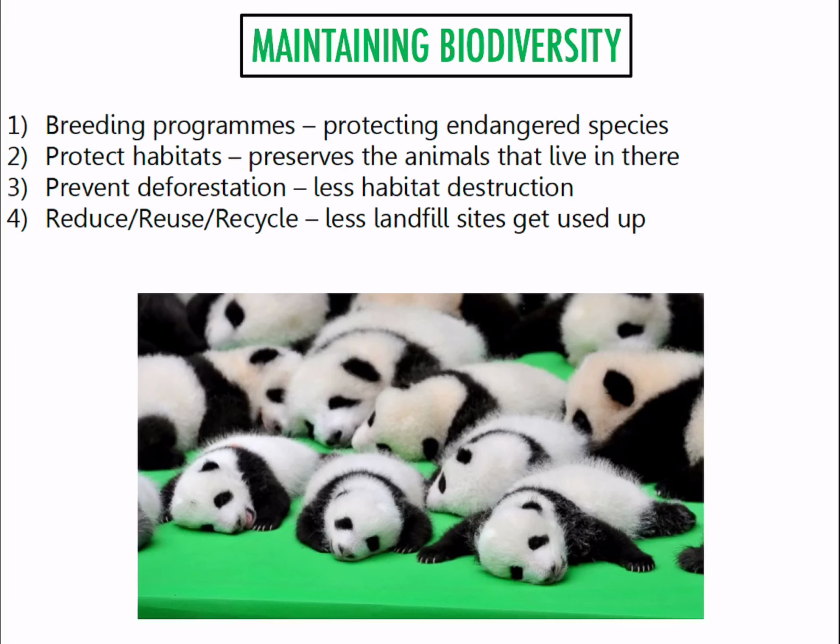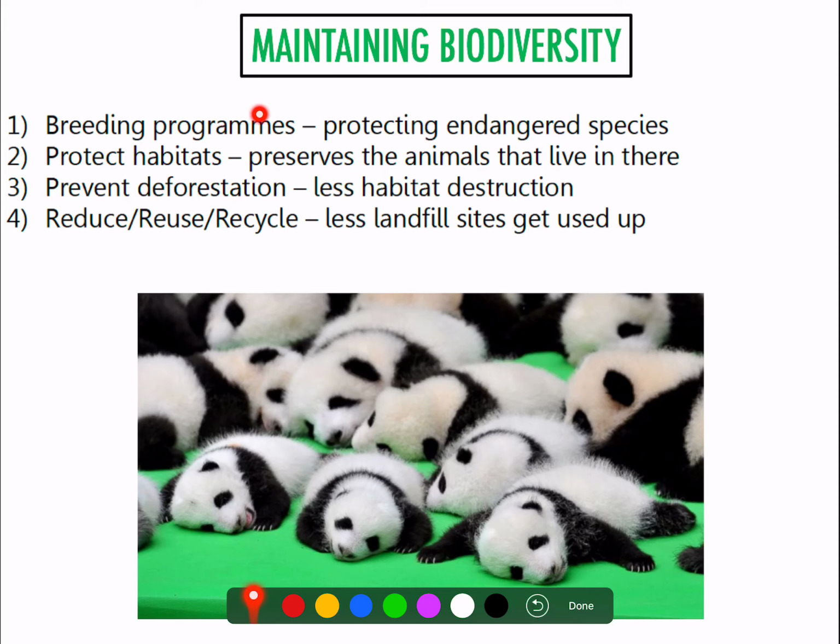How do we maintain biodiversity? Number one, have breeding programs. So for example, let's say pandas are endangered. We collect them, we protect them, and we allow them to breed. Also have protected habitats, so humans don't go in there and start killing animals for the resources. Prevent deforestation. And finally, reduce, reuse, and recycle. So all of these are ways that you can maintain biodiversity.